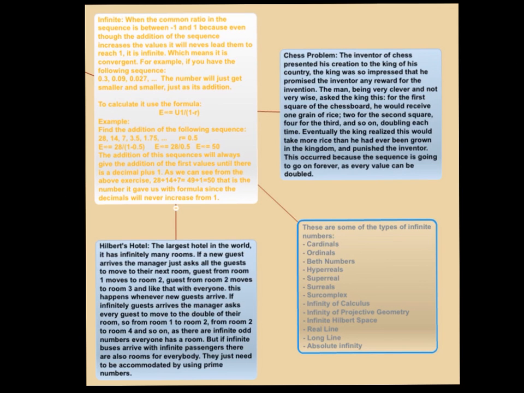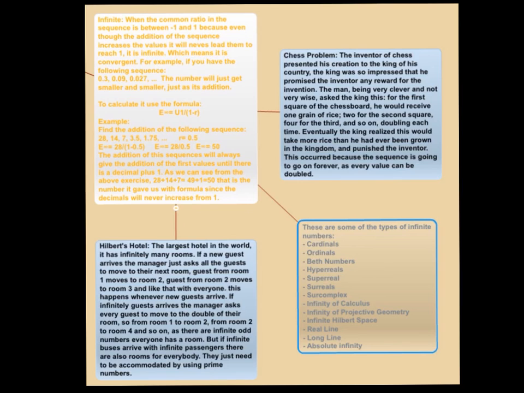Now, there's something we know of infinite geometric sequences, as we can see in the picture: when the common ratio in the sequence is between -1 and 1, even though the addition of the sequence increases the values, it will never lead them to reach 1. It is infinite, which means it is convergent. For example, if we have the following sequence, the numbers will just get smaller and smaller, just as its addition. To calculate it, we use the formula S to infinity equals u1 divided by 1 minus r.